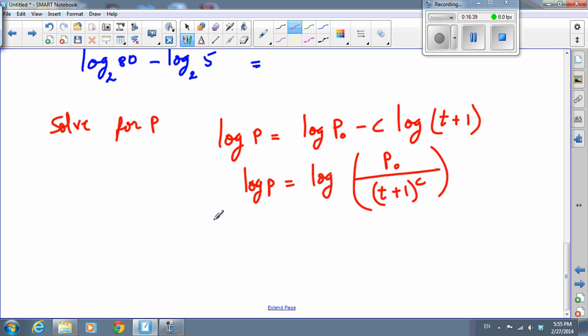And at this point, I will apply the exponential to both of them. I will raise each of them, I put the exponential on both. Then e and log will cancel, leaving you with P is equal to P naught over T plus 1 to the power of C. And that will be your final answer.